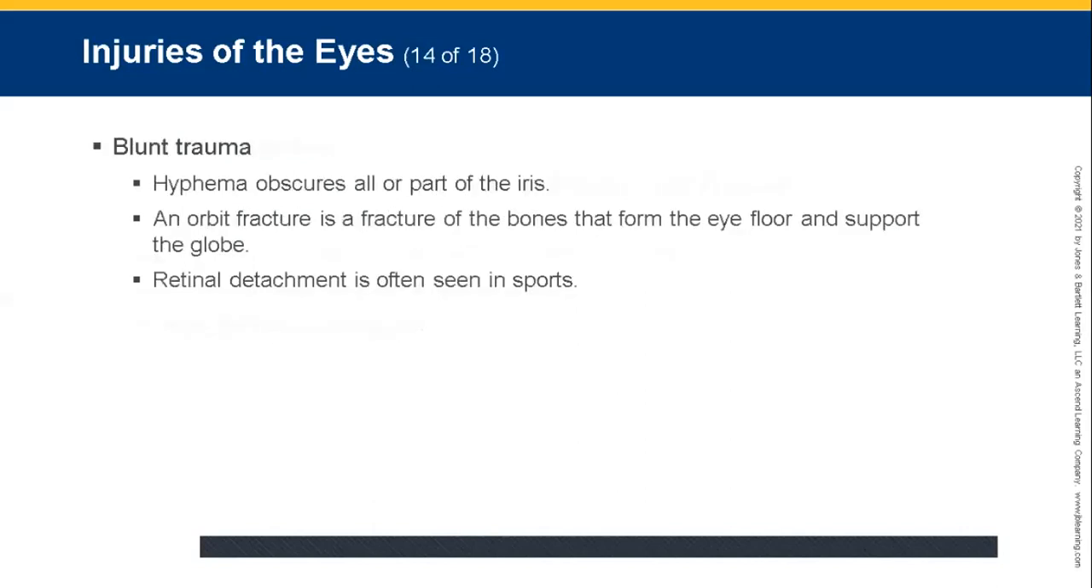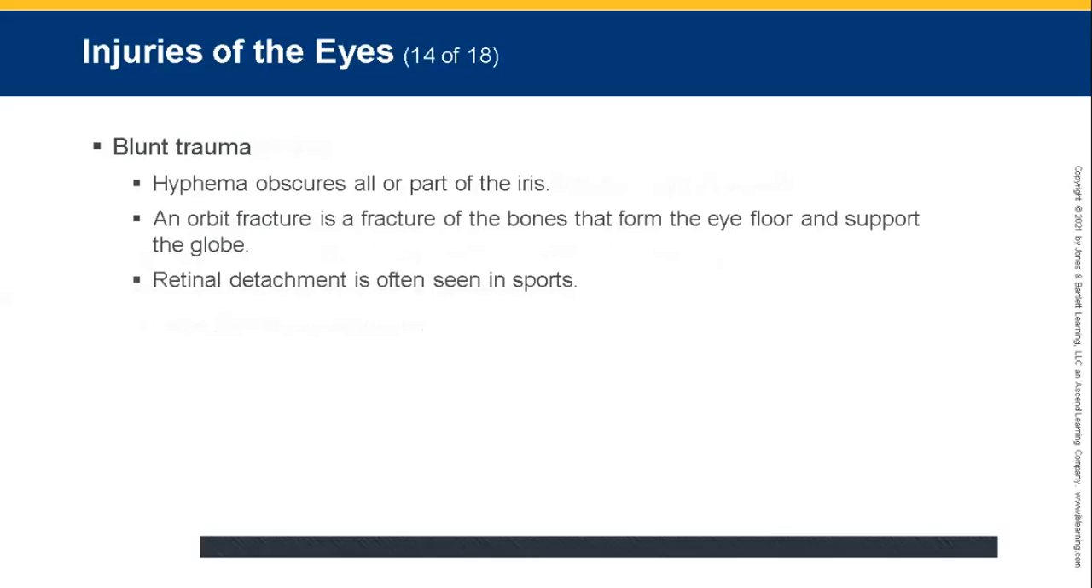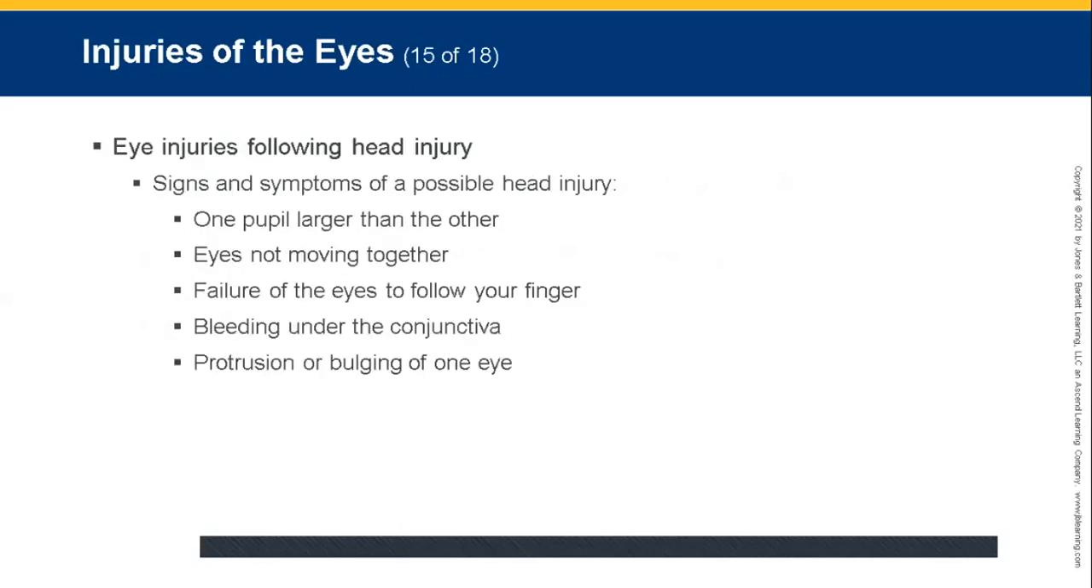Blunt trauma: hyphema obscures all parts of the iris. An orbit fracture is a fracture of the bones that form the eye floor and support the globe. Retinal detachment is often seen in sports. Eye injuries following head injury.